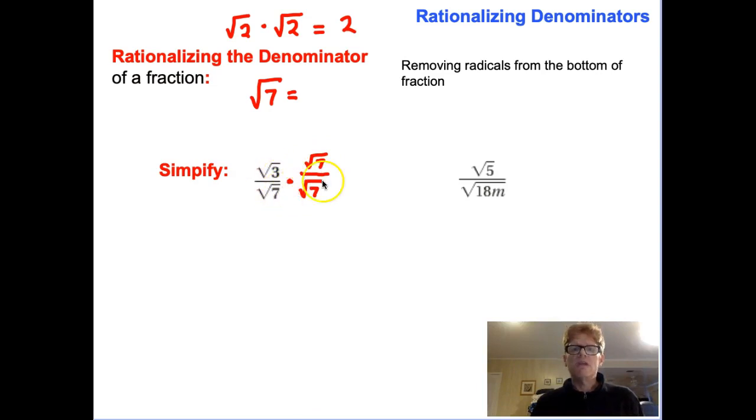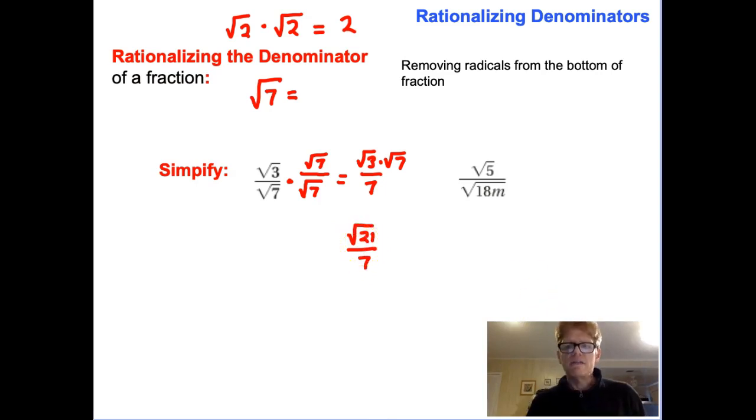And when we do that, on the bottom, we'll end up with the square root of 7 times the square root of 7, which is just 7. And on the top, we'll wind up with the square root of 3 times the square root of 7. And we can simplify that further, right? Because we can multiply these two together, and that'll give us the square root of 21 over 7. No longer do we have a radical in the denominator, so we are simplified as much as we need to.